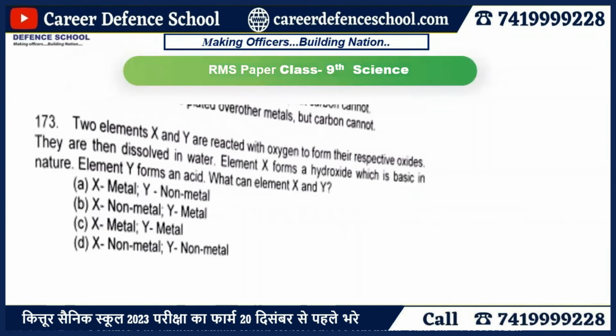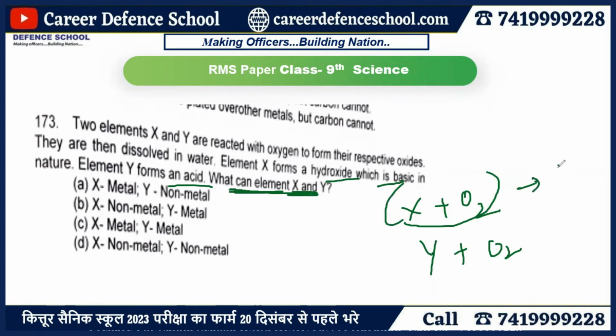Two elements X and Y reacted with oxygen to form their respective oxides, like X with O2, Y with O2. Element X forms a hydroxide which is basic in nature. Element Y forms an acid. What can be the elements X or Y? See, when X reacts with O2 and gives a hydroxide, it is a base, meaning basic in nature. So when will something form a base?